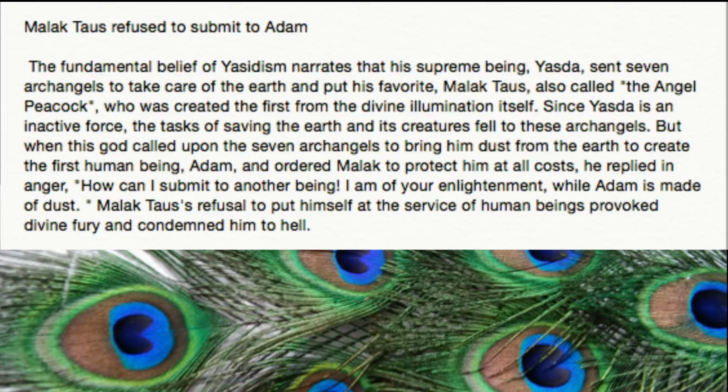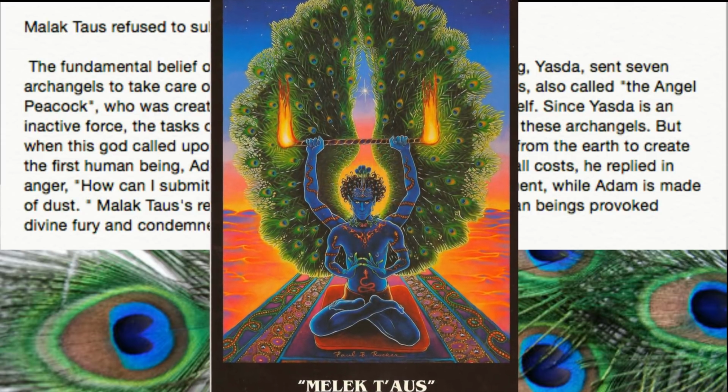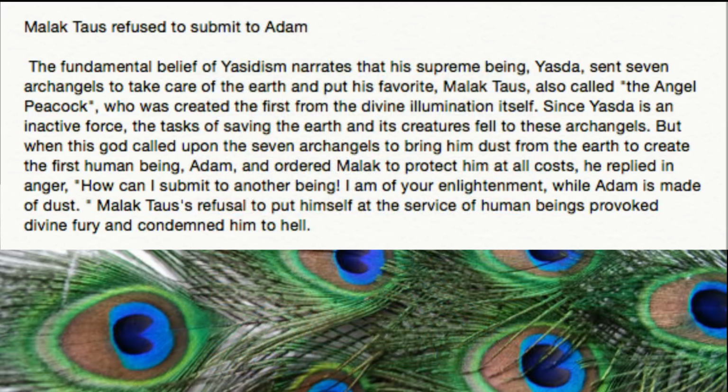It says the fundamental belief of Yazidism narrates that this supreme being, Yazda, sent 7 archangels to take care of the earth and put his favorite, Melek Taus, also called the peacock angel, in charge. His favorite was Melek Taus, just like they say Lucifer was the Most High's favorite, the most beautiful, the most intelligent and wise, who was created the first from the divine illumination itself, from the light.